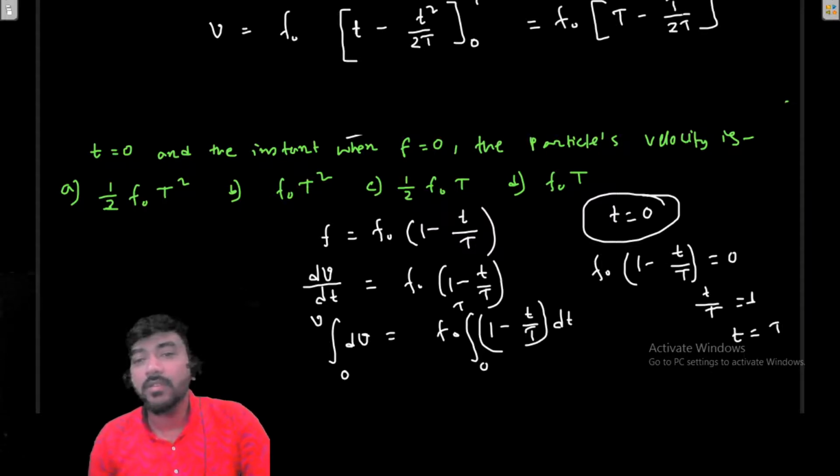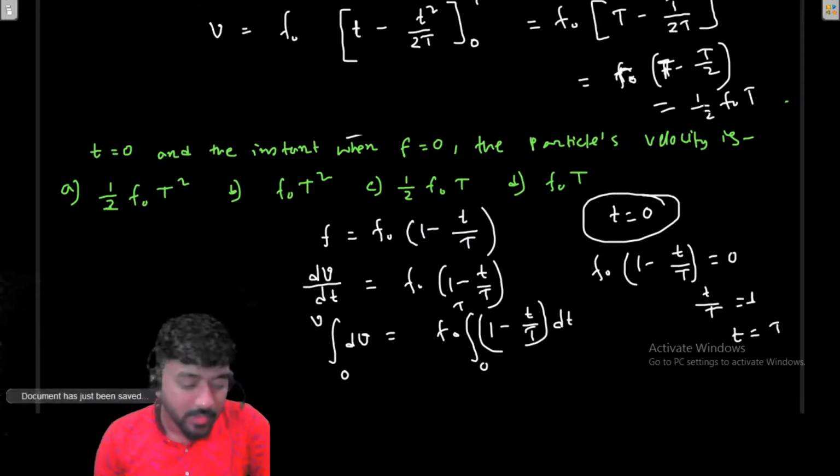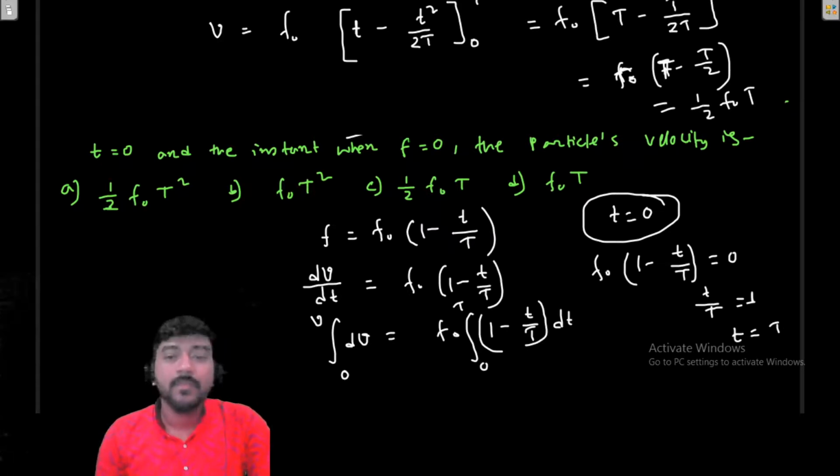So T minus T by 2, F0 into T minus T by 2, and this is F0 into T by 2. So F0 T by 2, half F0 T. So C should be the correct answer. Yes, C is the correct answer.